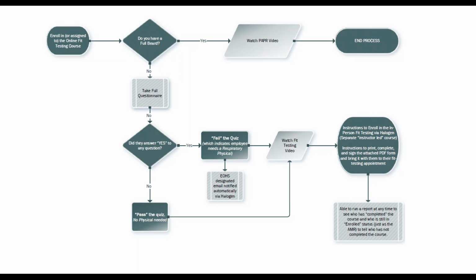And then you would go watch the fit test video and be instructed to enroll in the in-person portion. Now, if you answered yes to any of the questions where you would need to have a nurse practitioner take a look at you, the way we set it up in the background is that you would fail the quiz, and that would mean that you would need a respiratory physical, and the employee occupational health services would actually get an email to that effect.